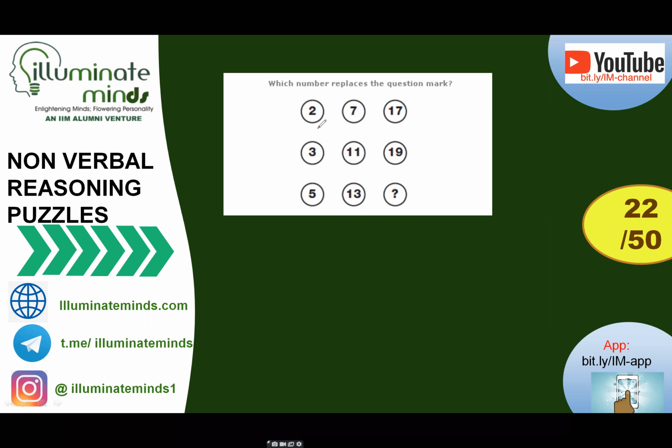So aren't these the prime numbers? 2, 3, 5, 7, 11, 13, 17, 19, and 23. 23 is the next prime number. I hope I'm doing it correct this time. Correct.